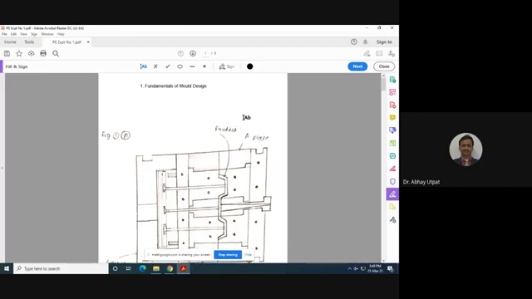Now, at the end of this experiment, you will get an idea how a mold operates, what the different types of molds are, what the different types of gates are, what the different types of runners are, etc. That's why the title of the experiment itself is Study of Fundamentals of Mold Design.